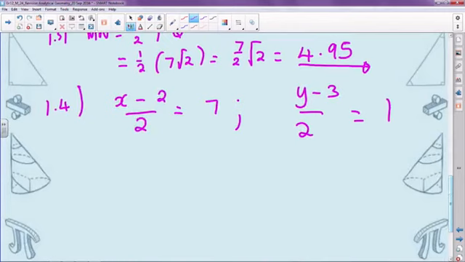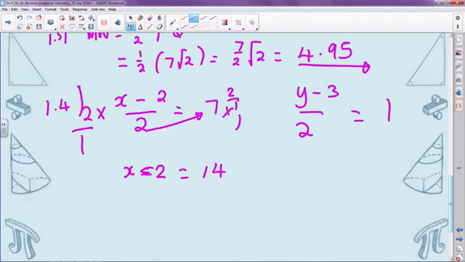So therefore, working backwards, I will get that x is equal to, I multiply the 2 out of the left hand side by multiplying both sides by 2 over 1. So I get x minus 2 is equal to 14. Therefore x will be equal to 14, from taking the minus 2 over to the right hand side, we get 14 plus 2, which is 16.